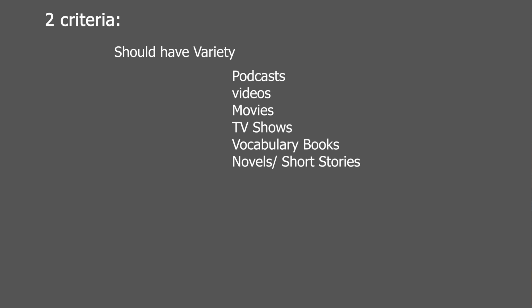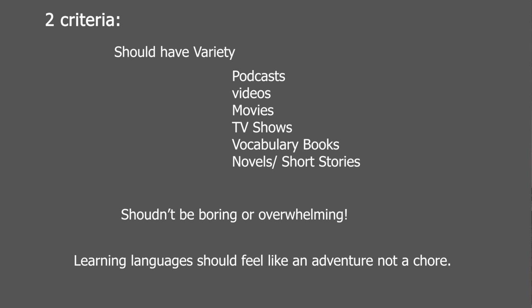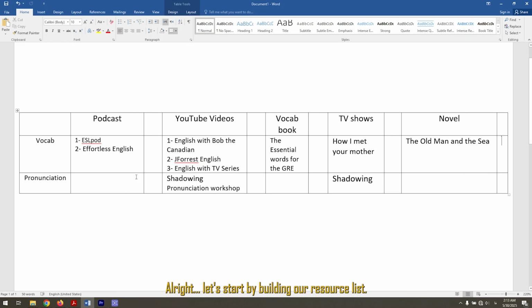But the resources that I'm going to choose have to meet two main criteria. First, they need to have variety. They should be a mix of podcasts, videos, movies, TV shows, vocabulary books, and novels or short stories. Second, they should not be boring or overwhelming, because learning languages should feel like an adventure, not a chore, right? Alright, let's start by building our resource list.